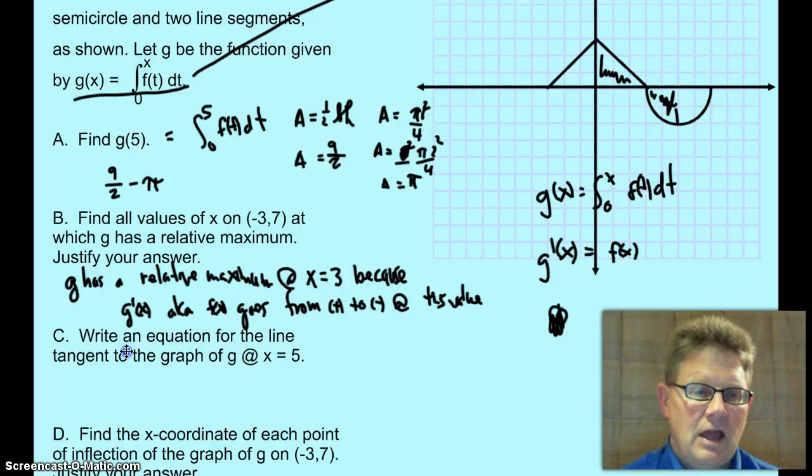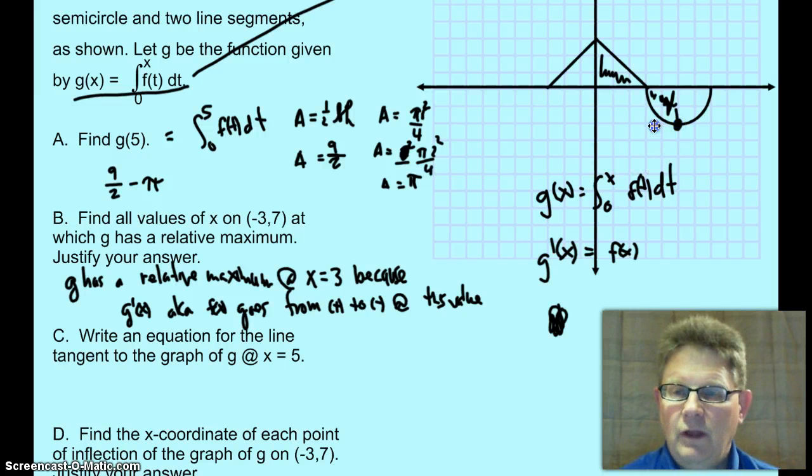Okay, write an equation for the line tangent to the graph of g at x equals 5. Well, what do we need for a tangent line? We need a slope, and we need a point. We have a point. Here's 5, g of 5. There's our point. And we need a slope. What is the slope of g at x equals 5? Okay, g prime of 5 equals f of 5. f of 5, negative 2.